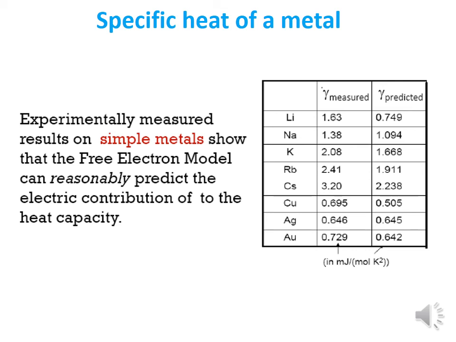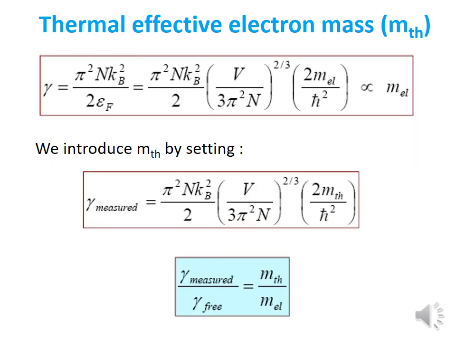So in order to cope with this, we can define a modified mass, and this is something that is done very often in condensed matter, a modified mass for the electron. So we are going to define what is called the thermal effective electron mass by taking this expression of gamma and introducing the value of the Fermi energy, which makes appear n divided by V, which is the density of electrons, and the mass of the electron. So this expression is finally proportional to the mass of the electron.